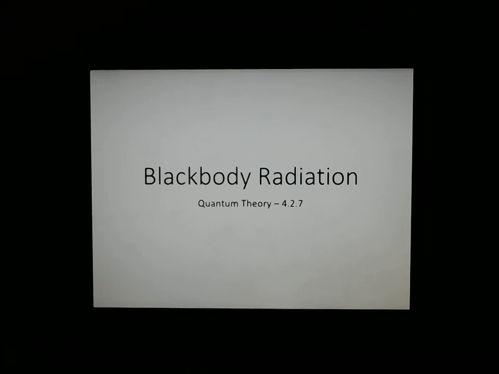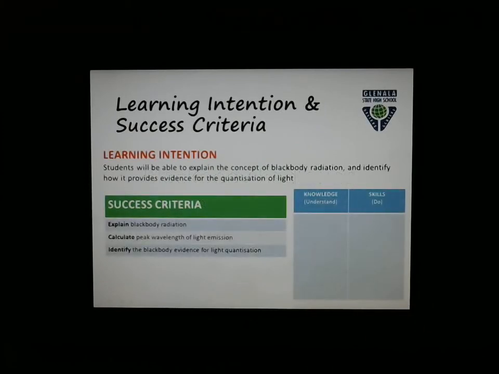Welcome to Lecture 7 of Topic 2 of Unit 4, Blackbody Radiation. This video will be covering the main ideas of Chapter 11.2 of Book 2. Please complete this reading before class. Here are your learning intention and success criteria for the chapter.